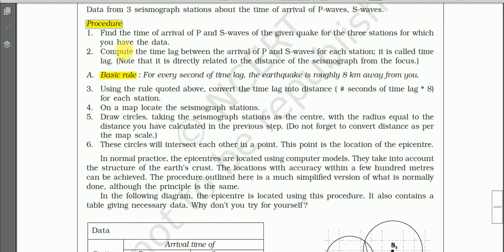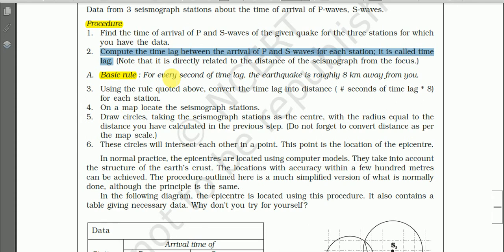So number one, what to do? Find the time interval of P and S waves of the given earthquake for the 3 stations for which you have the data. So we have the data, and we have to find the time of arrival of P and S wave, and then compute the time lag between the arrival of P and S wave for each station. It is called time lag.